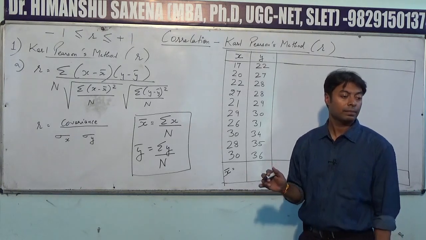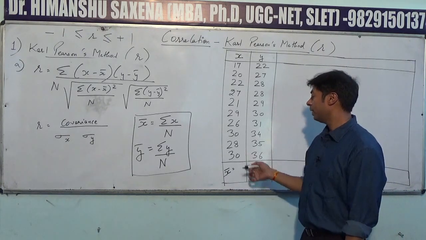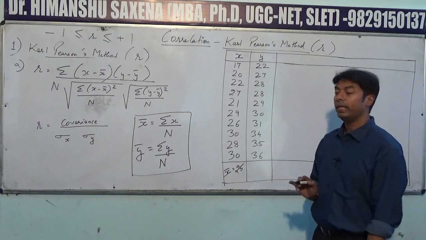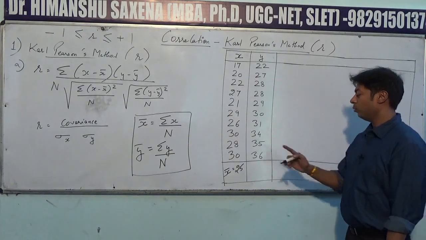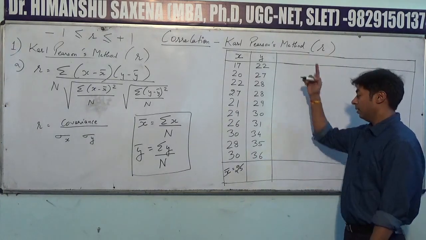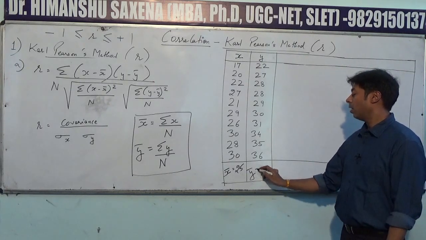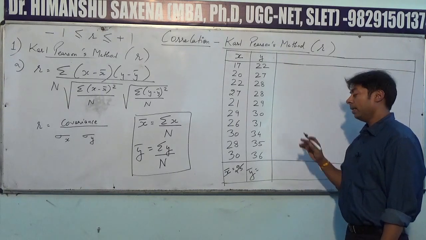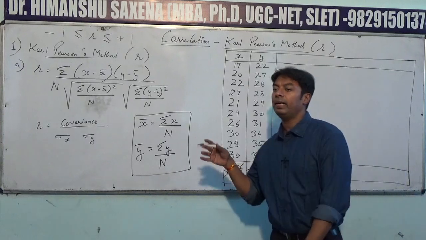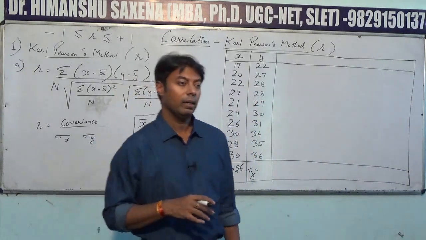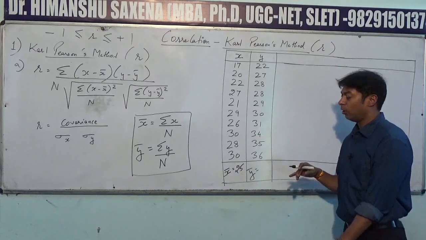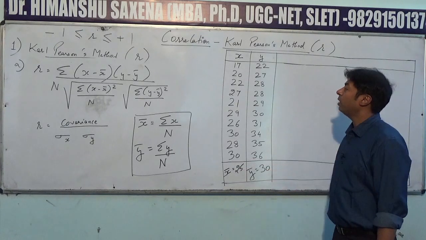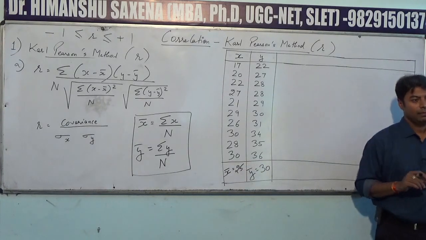It is 250. 250 is the total. 250 divided by 10 will give x bar as 25. So the first task will be to calculate the value of x bar. Second, y bar. Now how will you get y bar? Add up all the values of the y series, total them up and divide by the number of observations, which is again equal to 10. So dividing by the number of observations, that is 10, we will get the value of y bar as 30. So initially you will have to calculate the value of x bar and y bar.